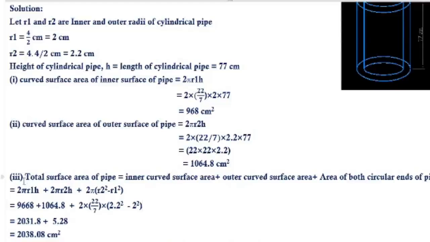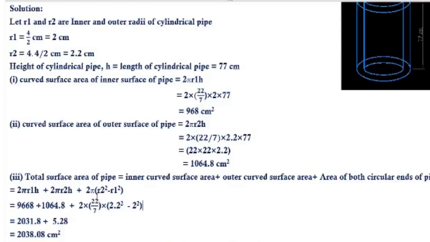So here we can write total surface area of the pipe equal to 2 pi R1H plus 2 pi R2H plus 2 pi into (R2 square minus R1 square). This is the area of two circular ends. For finding the area of a circular ring, first you calculate area of the outer circle minus area of inner circle. Two circular ends are there, so you multiply by 2. Together the formula we can write 2 into pi into (R2 square minus R1 square).